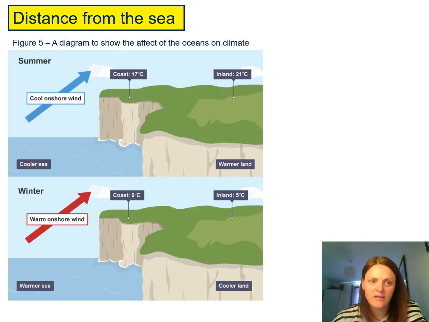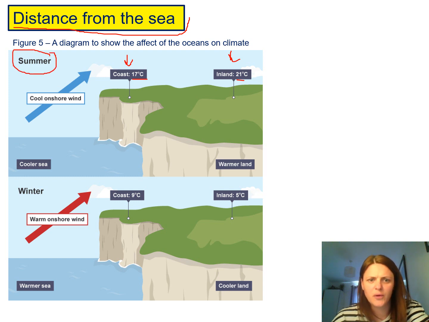Another factor you have is distance from the sea. So how far away are you from the coast? Here we go. We've got two areas here. We've got the coast and we've got inland. You can see that they're different temperatures. The coast is 17 degrees and inland is 21. And this is taken on the same day in the summer.